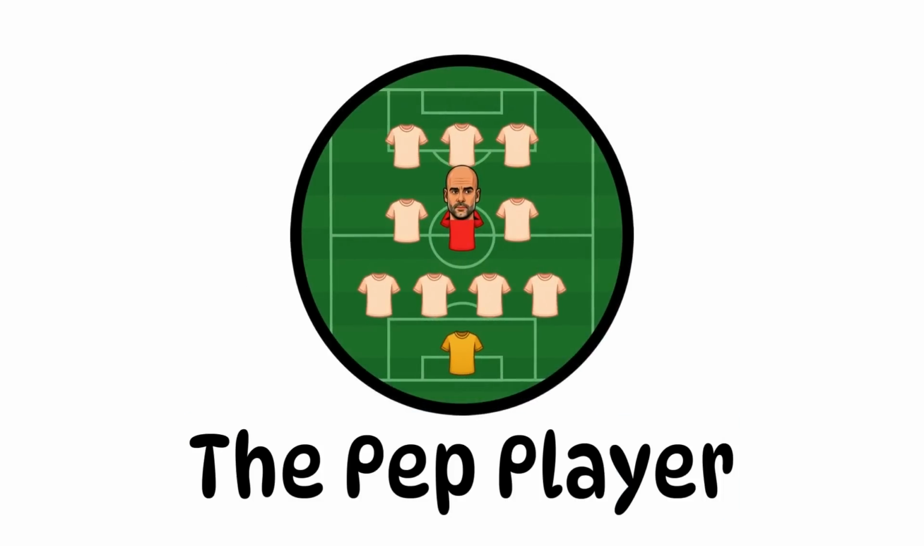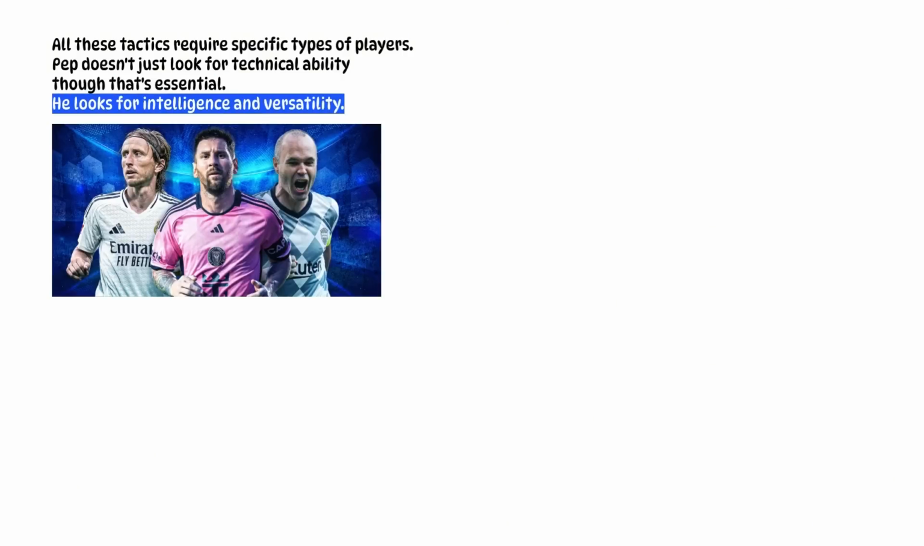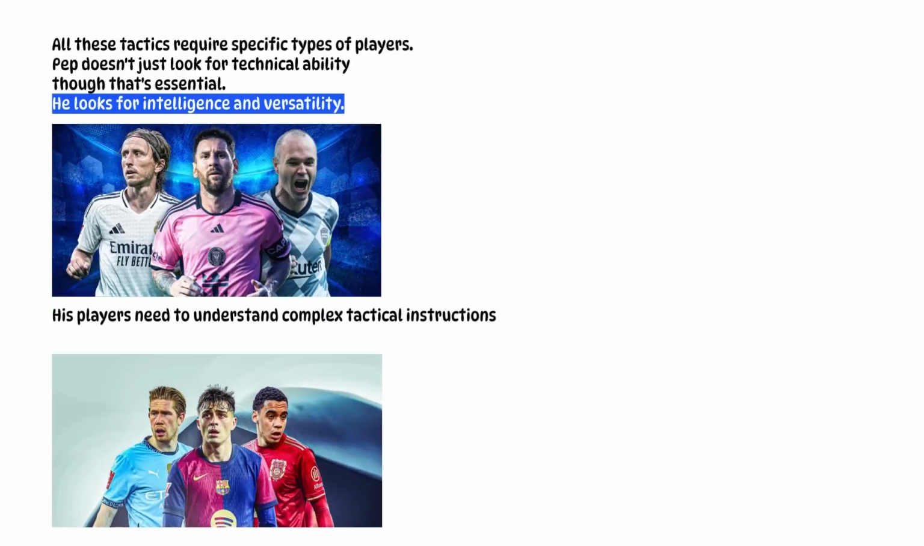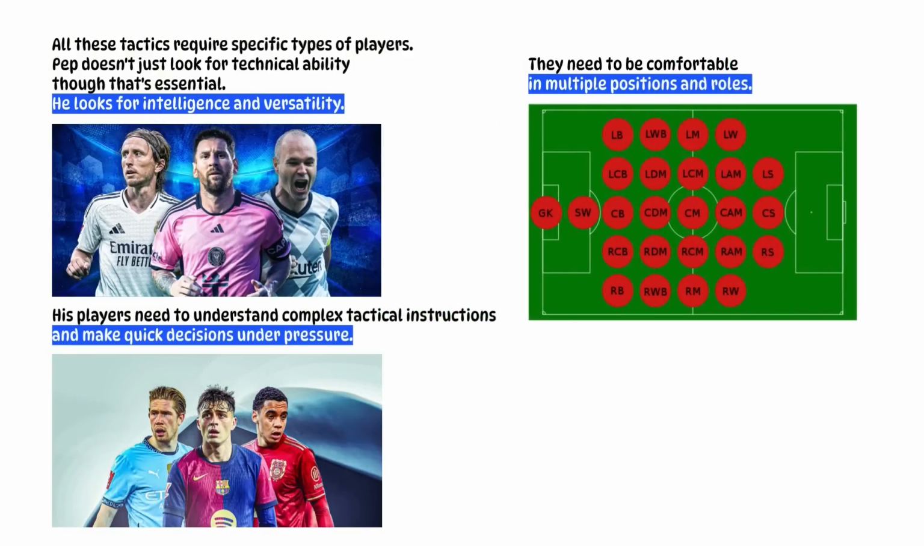The Pep player. All these tactics require specific types of players. Pep doesn't just look for technical ability, though that's essential. He looks for intelligence and versatility. His players need to understand complex tactical instructions and make quick decisions under pressure. They need to be comfortable in multiple positions and roles.